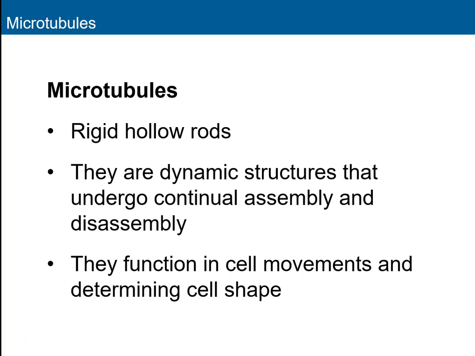So these guys have a slightly different structure than the actin filaments. They're hollow, okay, and they're pretty rigid. They too are also dynamic, so they undergo continual assembly and disassembly, just like when we talked about actin, we talked about polymerization and depolymerization. This is the same idea, okay? And same thing, they're going to function in cell movements and also determining cell shape. So there's a lot of overlap in structure in terms of microtubules and actin. Remember, we talked about actin cytoskeleton really as being localized in the periphery of the cell, right? Or this cortical cytoskeleton near the plasma membrane. That's not necessarily the case with microtubules, okay?